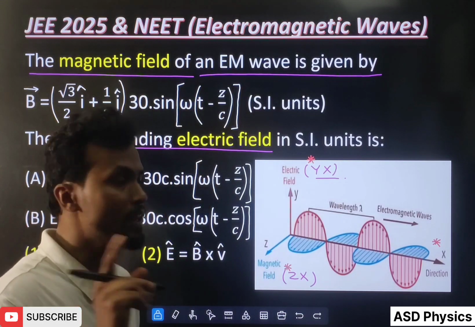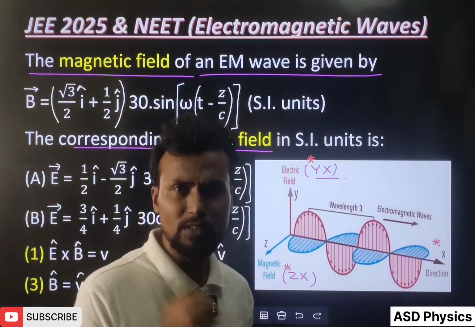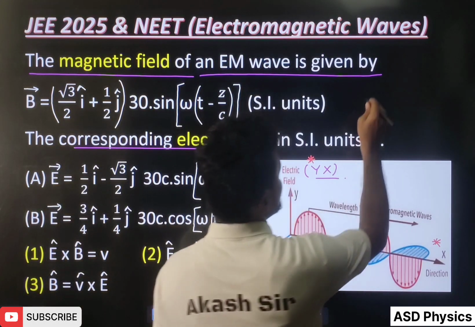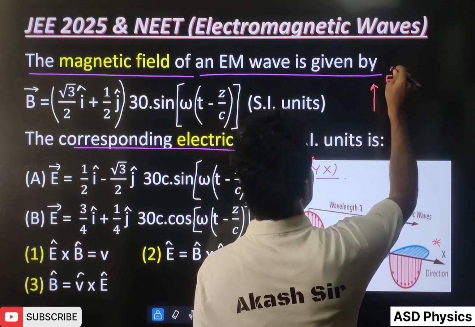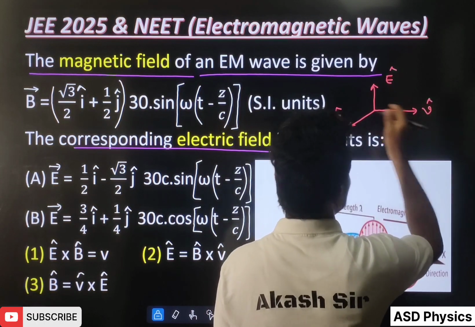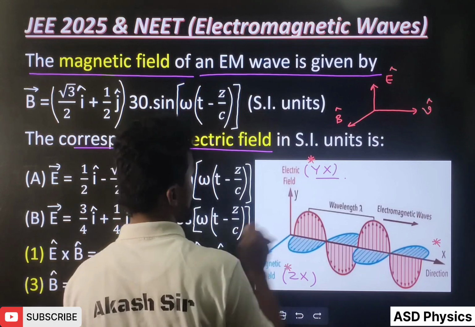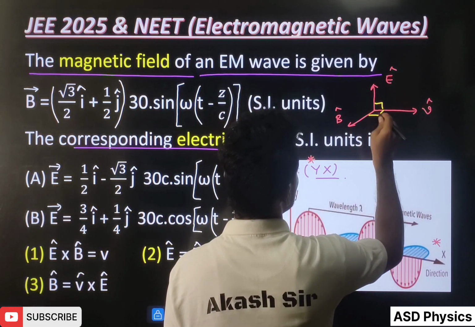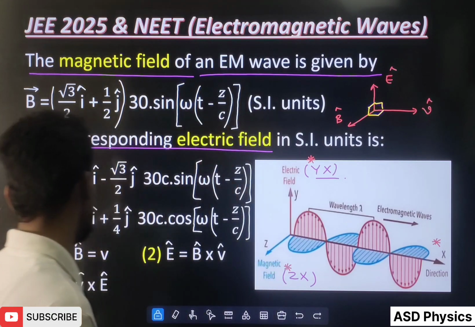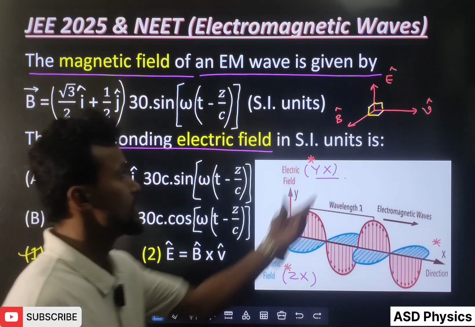Remember that the direction of the electromagnetic wave is always given by E cross B. That means, from the right hand thumb rule, when you curl your fingers from E to B. See here, the electric field is along the Y direction, the magnetic field along the Z direction, and the wave is propagating along the X direction. All three are mutually perpendicular. So the propagation direction is given by E cross B, and I have written the first equation: E cap cross B cap equal to V cap.